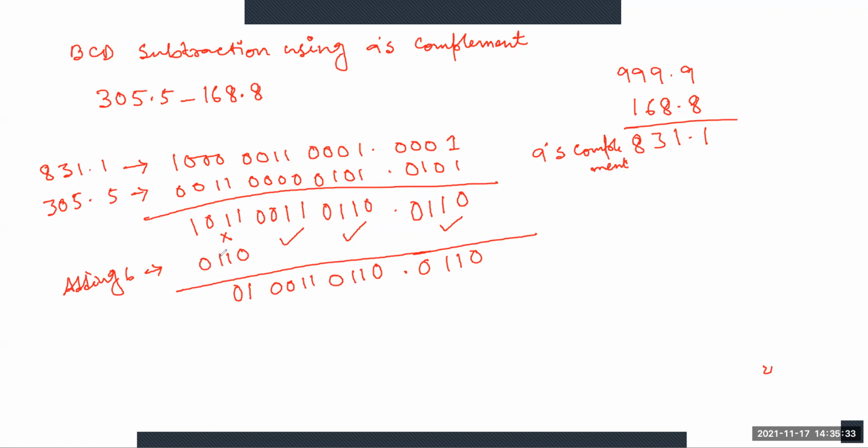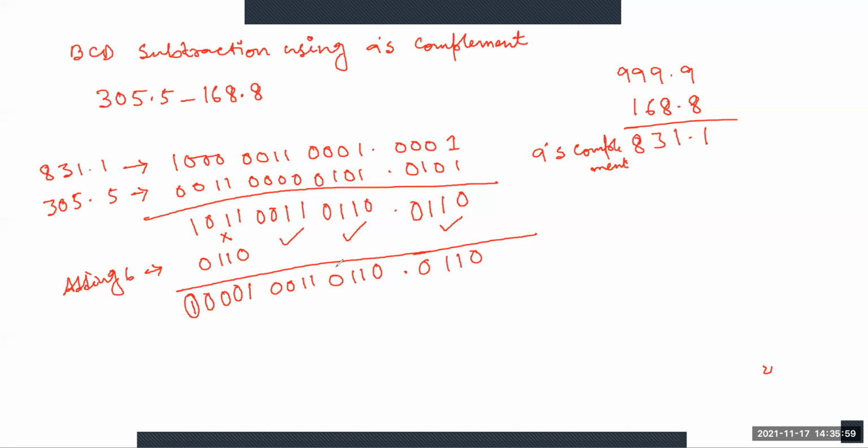So this is 0 plus 1, 1 plus carry 1. So this is 0. We have carry 1, so 1 plus carry 1 means 0. And here carry 1. Okay, so this is the end around carry. You can see here only this part has one end around carry.